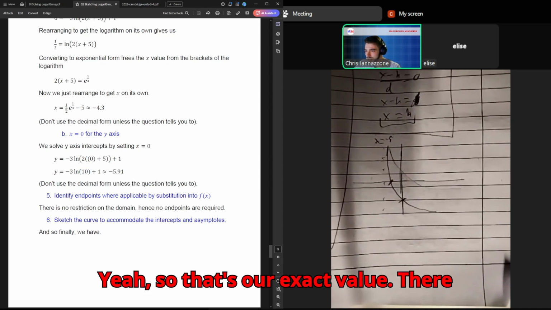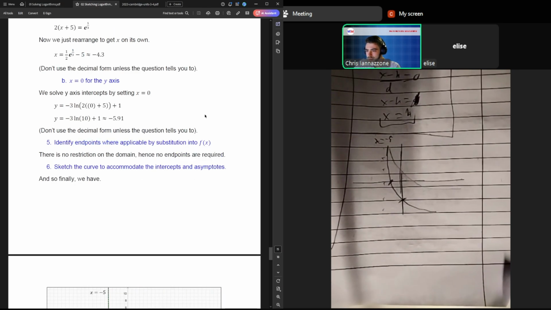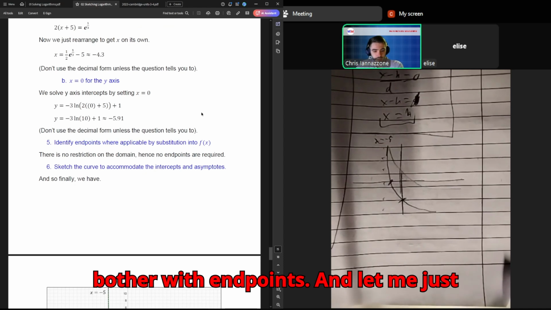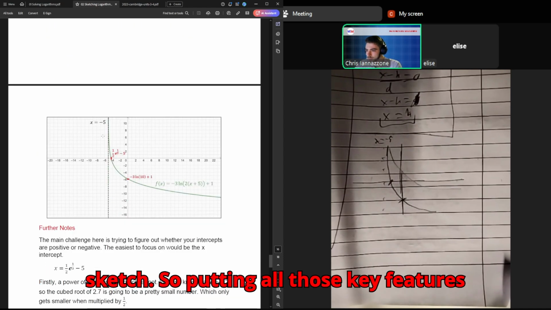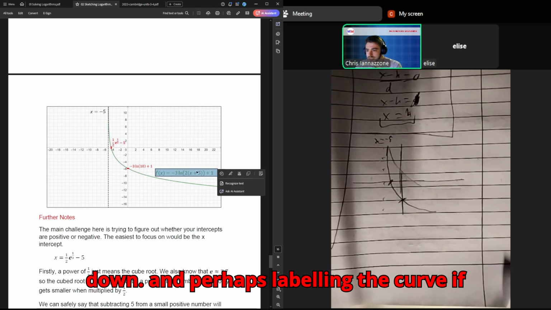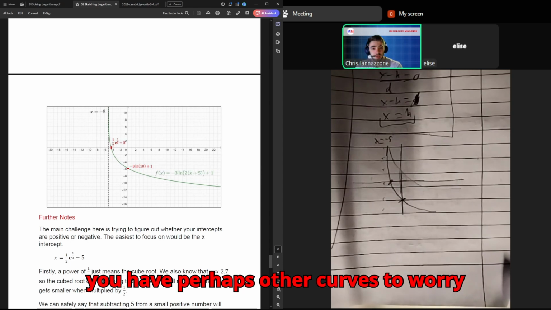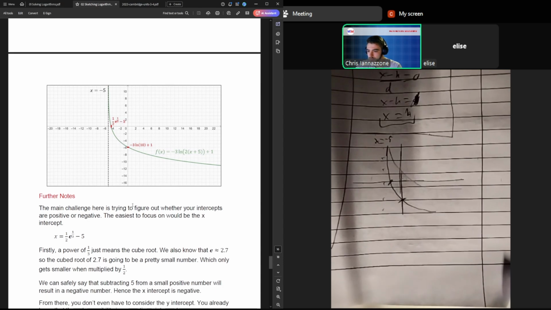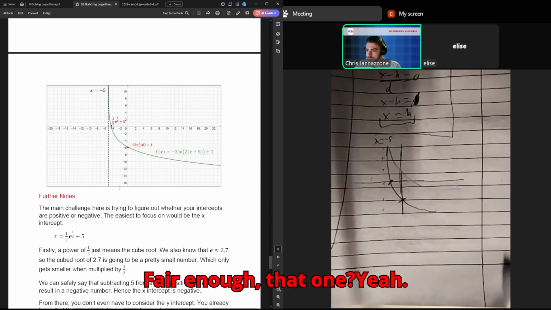So that's our exact value. There was no restriction, so we're not going to bother with endpoints. And then we just sketch. So putting all those key features down, and perhaps labeling the curve if you have other curves to worry about. Fair enough, that one?